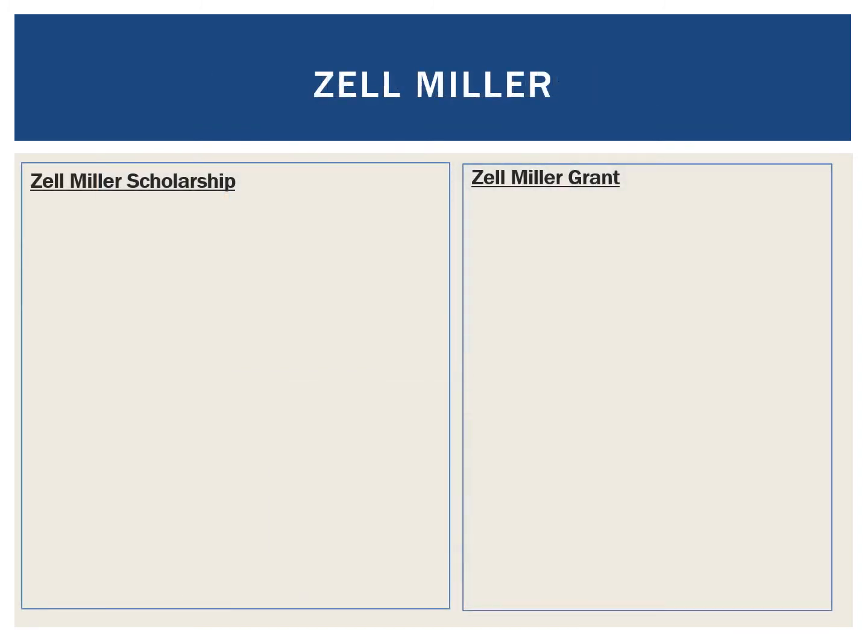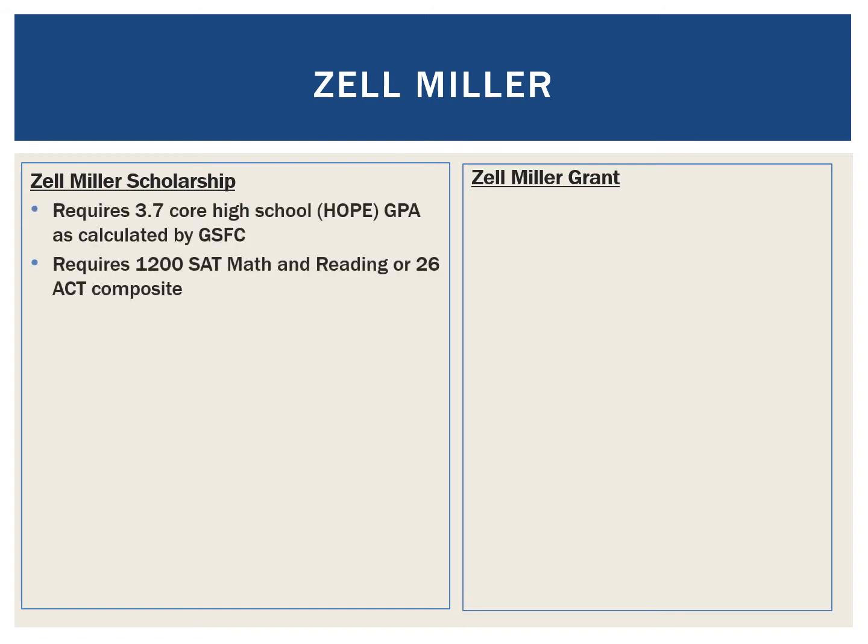So on this side, you're going to see a summary of all the information about the Zell Miller Scholarship. The Zell Miller Scholarship in the HOPE Scholarship Program is the highest level of scholarship. The scholarship requires a student to graduate from high school at the end of their 8th semester with a core high school GPA as calculated by the Georgia Student Finance Commission of a 3.7 or higher.